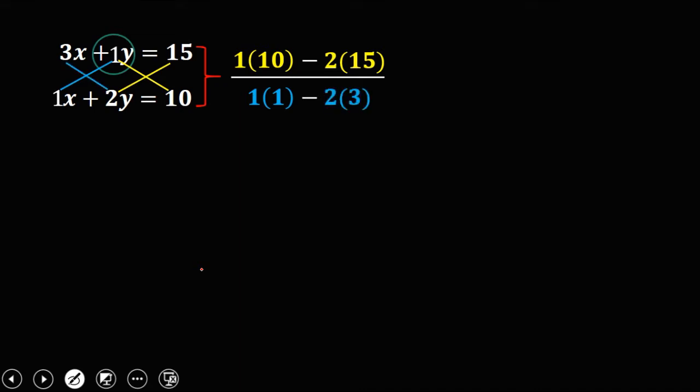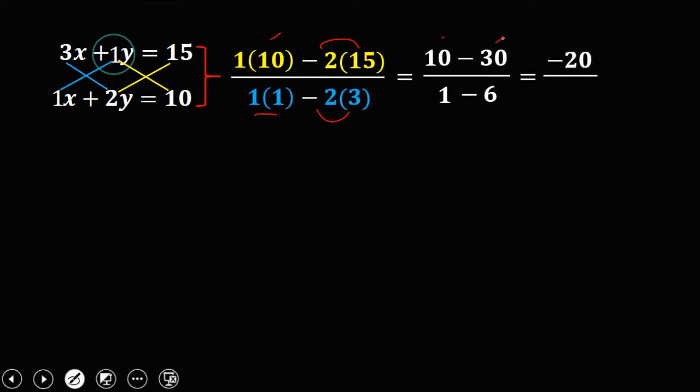Then simplify. 1 times 10, that's 10. Then this negative 2 times 15, that's negative 30. Then 1 times 1 and negative 2 times 3, this one is 6. Then this 10 minus 30, that's negative 20. And 1 minus 6, that's negative 5. Then negative 20 divided by negative 5, that's positive 4. Now, since the first term is x, this positive 4 is the value of x. So x is equal to 4.